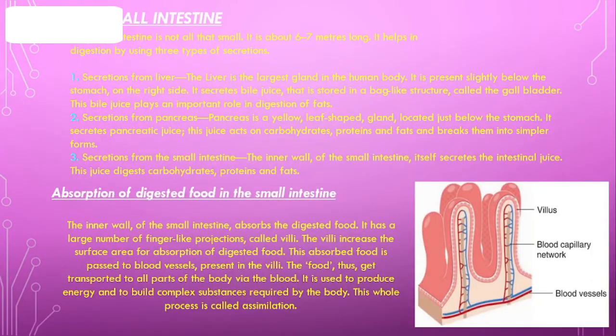The small intestine. The small intestine is not all that small. It is about 6 to 7 meters long. It helps in digestion by using three types of secretion. Secretions from liver, secretions from pancreas, secretions from the small intestine.